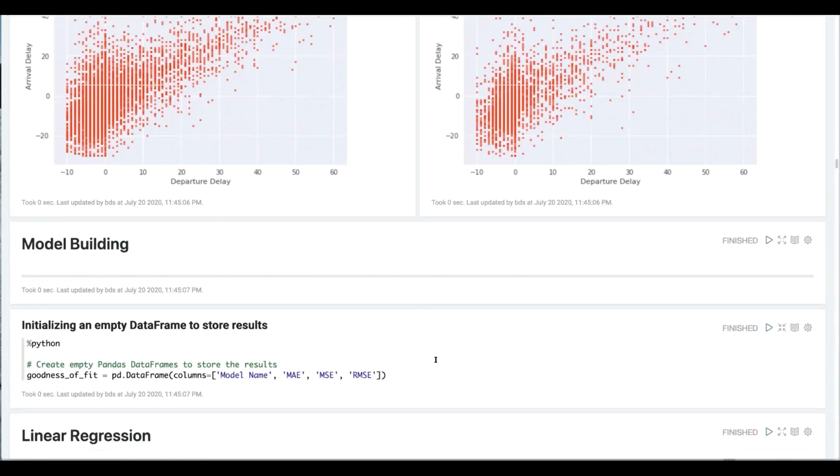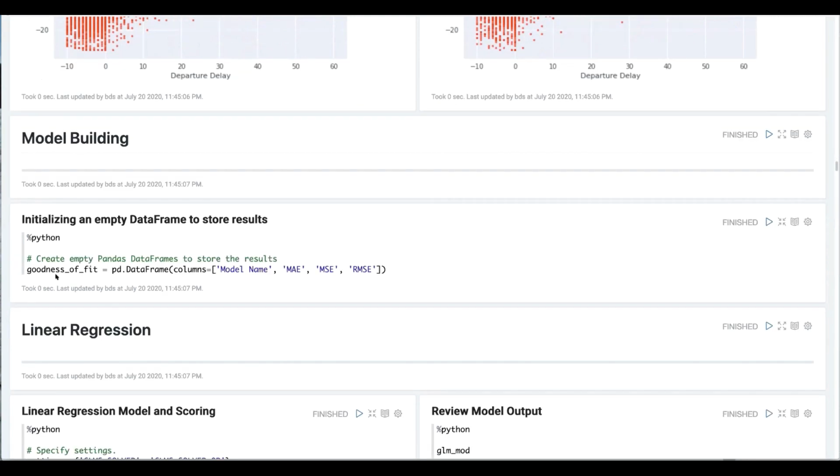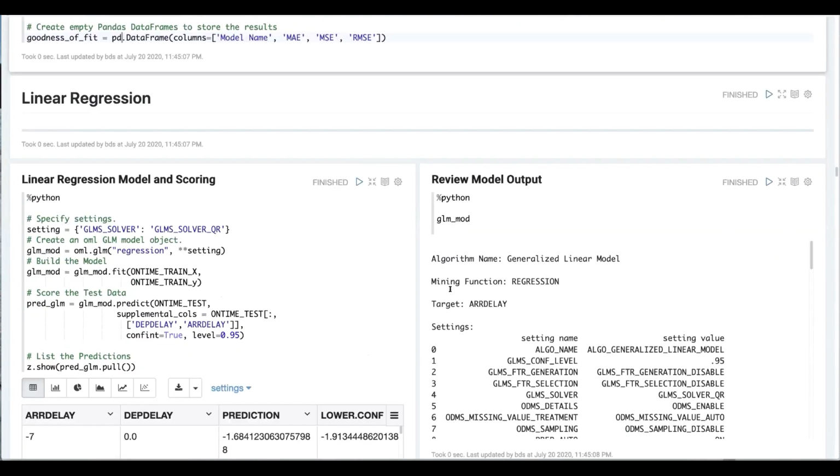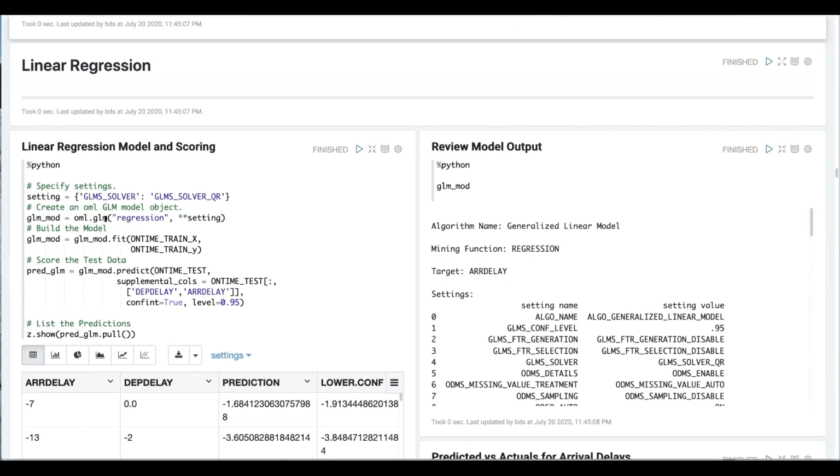So to build a model, we're going to create an empty goodness of fit pandas data frame, because I want to accumulate each model name and then the quality of each model. And then we're going to do linear regression. So we're going to do a GLM regression. I am just doing that by training data set Y fit on X. I run the prediction, and in this case, I'm asking for the confidence interval to be also predicted together with the prediction at a 95% confidence level.